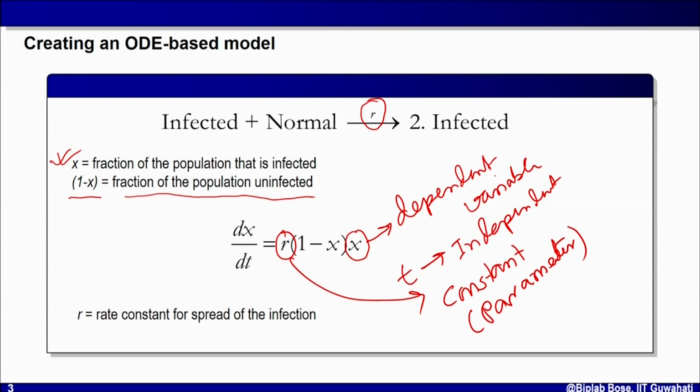Let us see. Our equation is dx/dt is equal to r, a parameter, into (1 minus x) into x. If I expand this, (1 minus x) into x is equal to x minus x square. That means the highest power of x in this equation is 2. So it is not a linear ODE, it is a non-linear ODE. Now once you have this ODE, we will try to use this as a model and try to answer some basic questions.